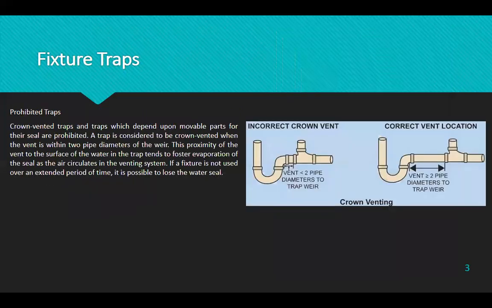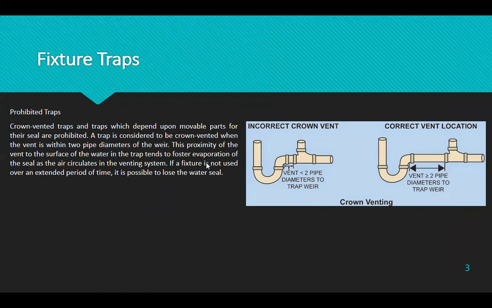So, prohibited traps. Ground vented traps and traps which depend upon movable parts for their seal are prohibited. A trap is considered to be ground vented when the vent is within 2 pipe diameters of the weir. So ito yan, incorrect ground vent. Ito yung correct vent location. Dapat 2 pipe diameter distansya.